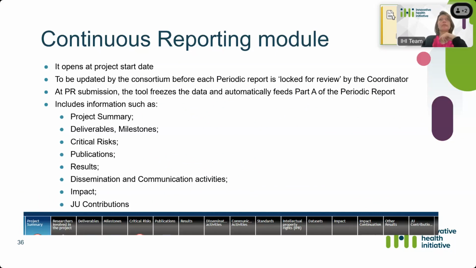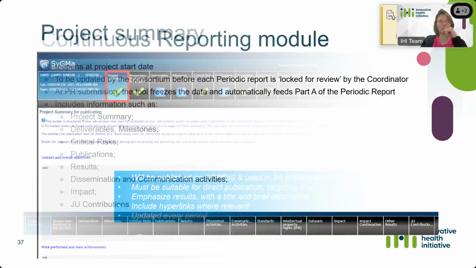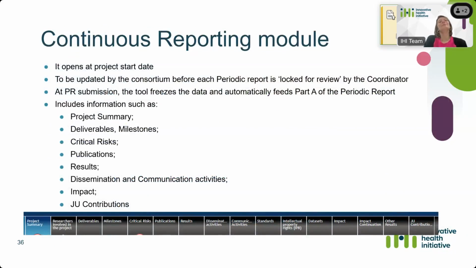So at the periodic report submission, we expect that the information provided in the continuous reporting is consistent with the information of part B. There are several tabs to be filled in. More than those included here, but these are some examples.